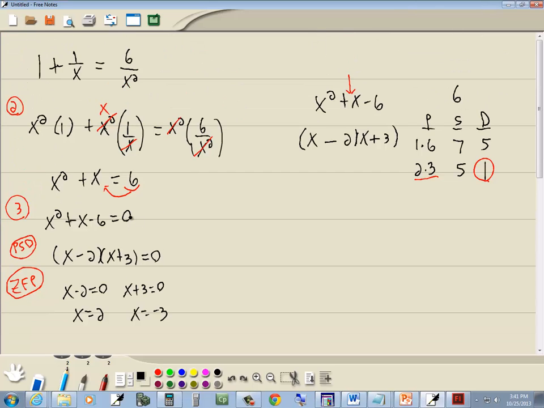Now step 4 is to check to make sure those don't cause any denominator to equal 0. If I put 2 in, put 2 here, put 2 here, I don't get 0 in a denominator. If I put negative 3 in, put negative 3 here, negative 3 here, I don't get 0 in a denominator. So our two answers are 2 and negative 3.